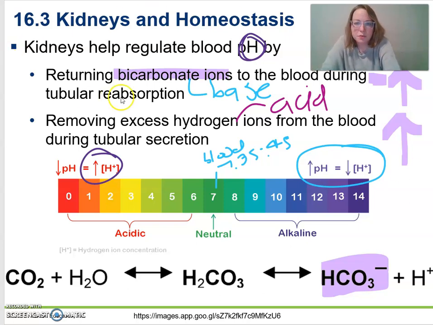Okay, so how it's written here, we can return bicarbonate to the blood. So keeping more base makes us more basic. And if we remove excess hydrogen during secretion, that also brings us up. So doing the opposite would bring them back down. I think that's better. Is that better?